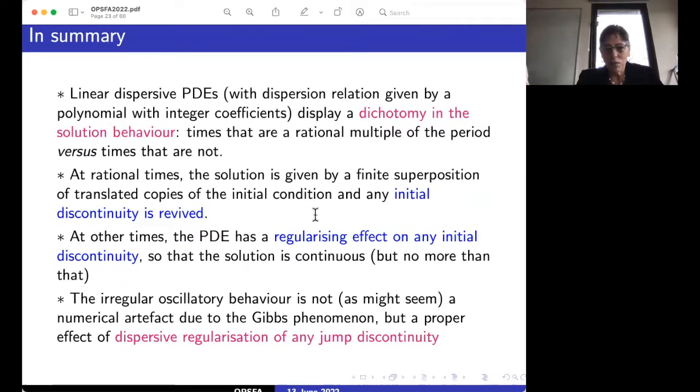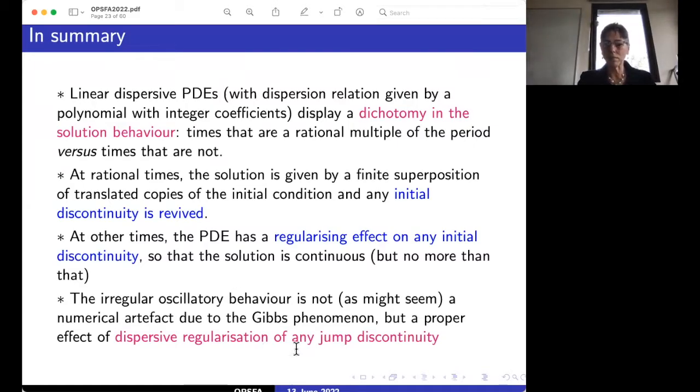And in summary, this was known at this point: at rational times, any initial discontinuity is revived, and at other times there is a regularizing effect on any initial discontinuity, or if you are continuous, you will jump to C1 and so on. There is a one-step regularizing effect. What I wanted to stress is that this irregular oscillatory behavior is not a numerical artifact due to Gibbs phenomenon, or is not even really a limiting effect of that.